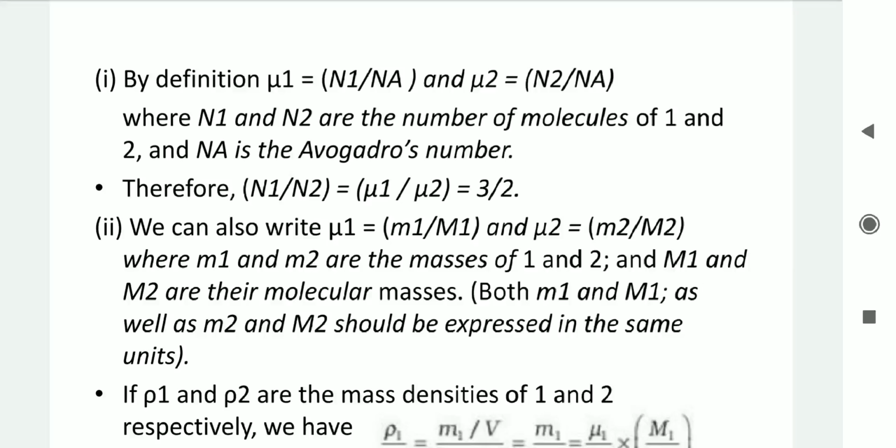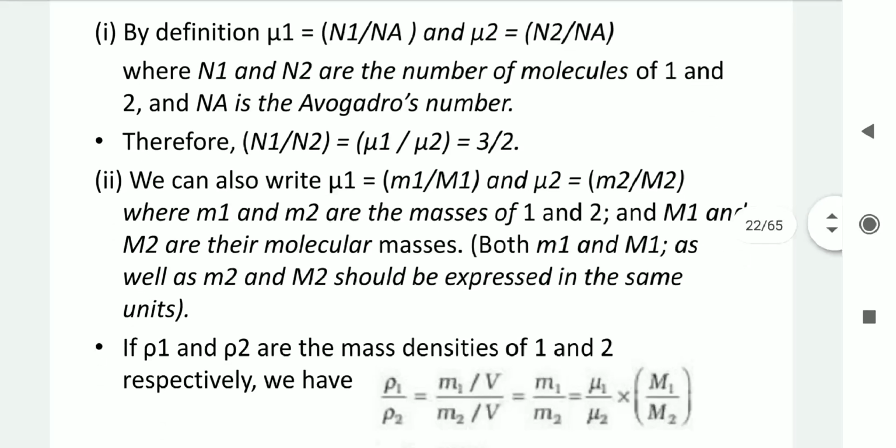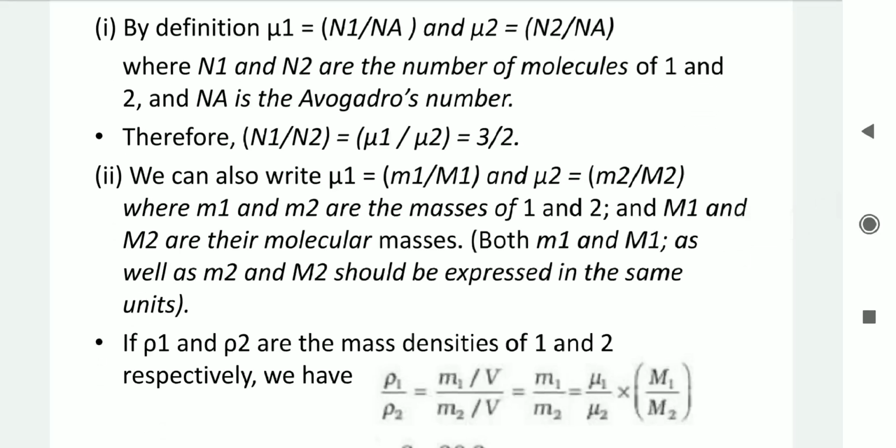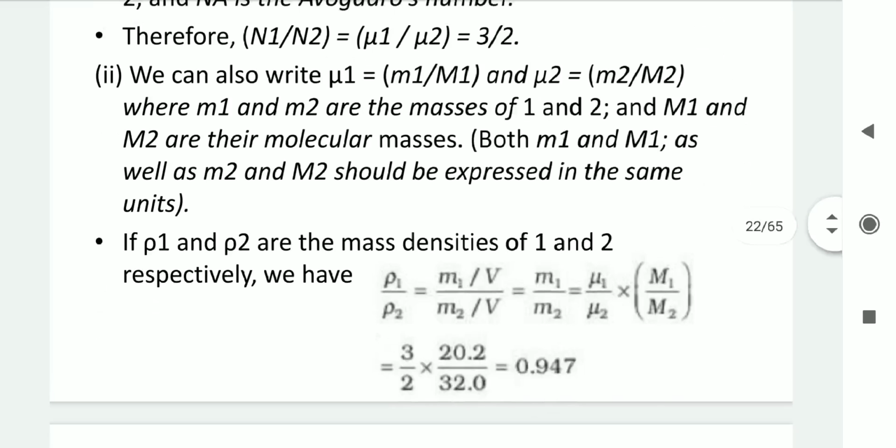And in terms of mass, mu 1 would be equal to small m1 by capital M1, and mu 2 equal to small m2 by capital M2, where small m defines the mass of gas 1 and 2, and capital M defines the molecular mass. If we take the density of the gases, mass density rho 1 and rho 2, that gives mass per volume, m1 by V divided by m2 by V. So we get the ratio m1 by m2 equal to mu 1 by mu 2 into capital M1 by capital M2. By substituting the ratio mu 1 by mu 2, that is 3/2, and the given molecular masses of the gases, we get the density ratio 0.947.